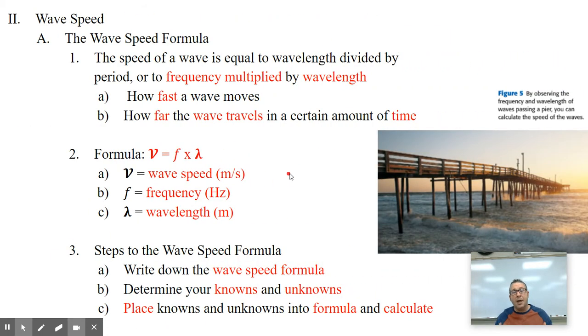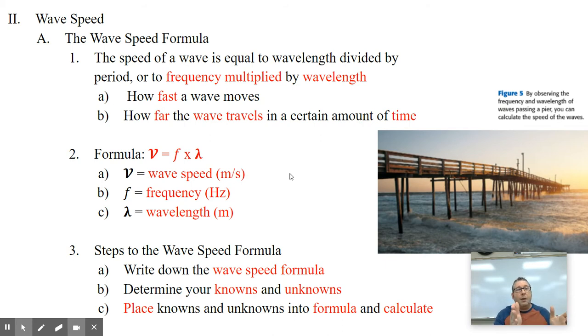Now, another part of wave properties is wave speed. So now we have another formula that we're going to use, and that is called the wave speed formula. The speed of a wave is equal to the wavelength divided by the period, or the frequency multiplied by wavelength. It all depends on how you set it up. If you know the period, then you do the wavelength divided by the period. If you know the frequency, then you take the frequency and multiply it by the wavelength. I'm going to write both of those down here in just a second.